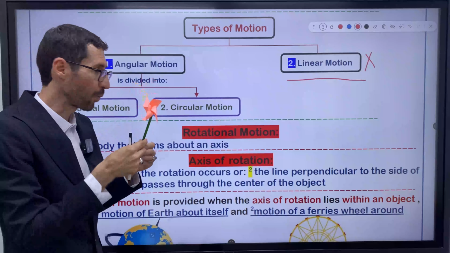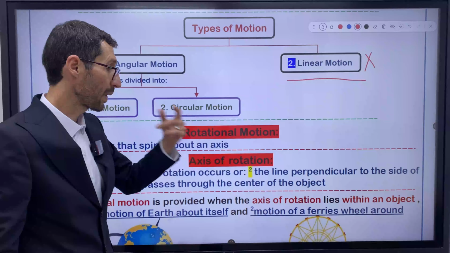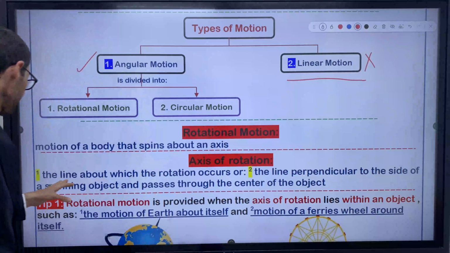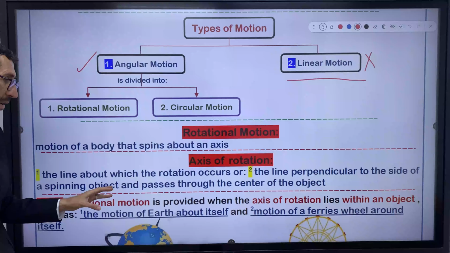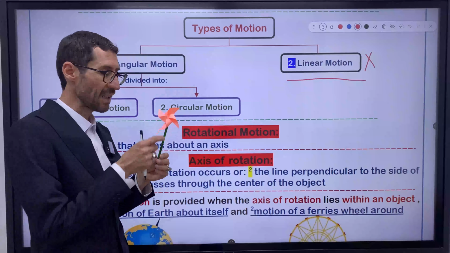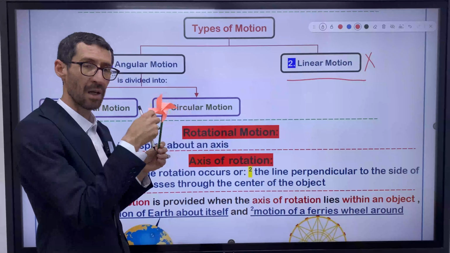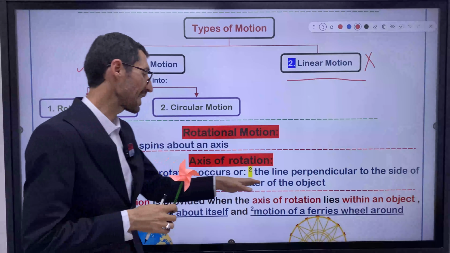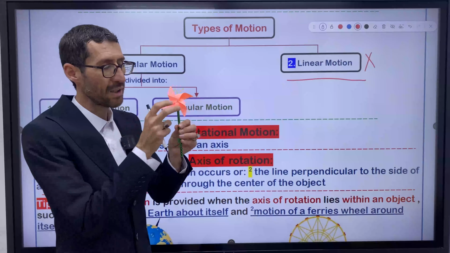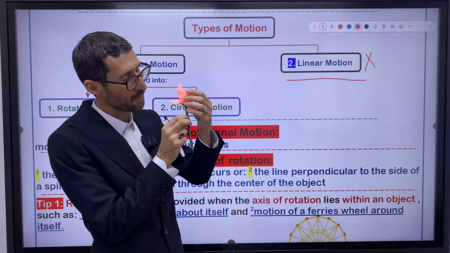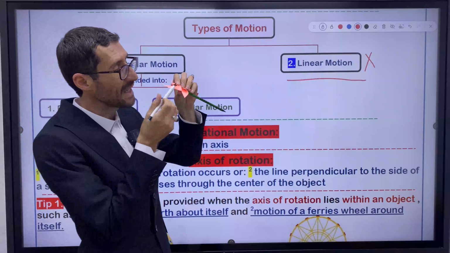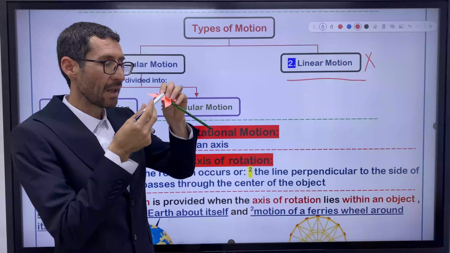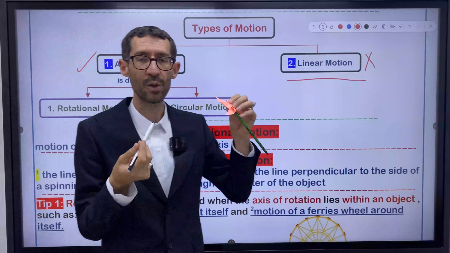In other words, we can say another definition. It's a line perpendicular to the side of the rotating or spinning object, and it passes through the center of the object. Look here, about this pinwheel, I told you this pin is the axis of rotation. The second definition is more accurate than the first one.